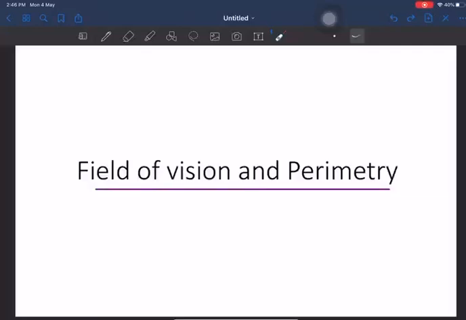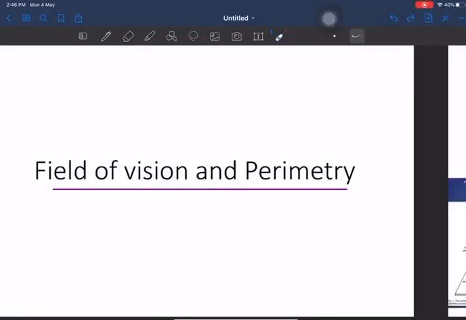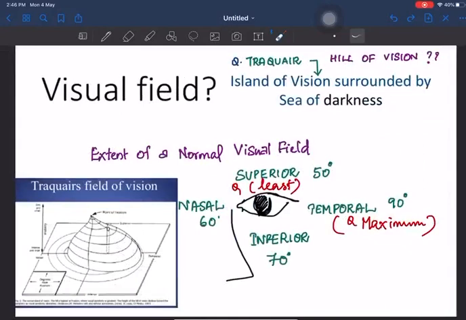So today's topic is on field of vision and perimetry. What is a visual field? Traquair described visual field as an island of vision surrounded by a sea of darkness. It is that area which is perceived simultaneously by a fixating eye at a given point of time.